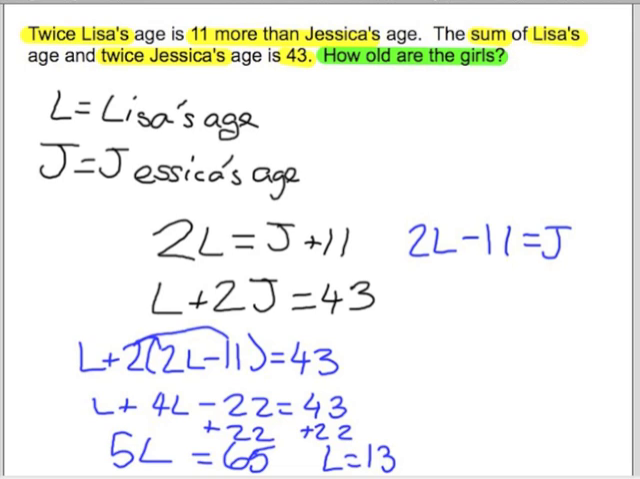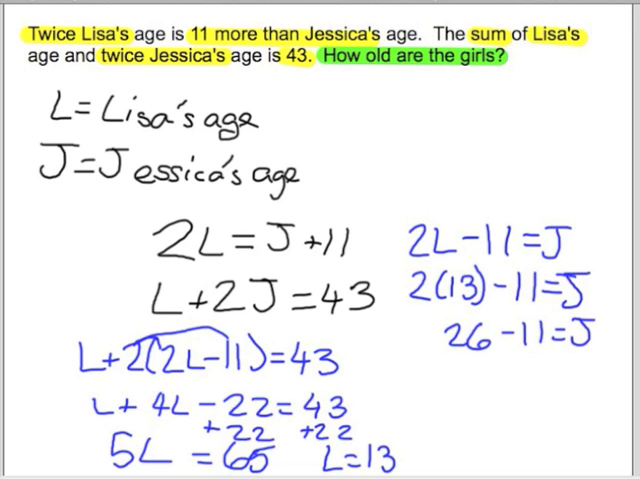Now we can figure out Jessica's age by plugging Lisa's age back into one of our equations. I'm going to use the blue equation here to simplify my process. 2 times 13 minus 11 equals Jessica's age. 2 times 13 is 26, minus 11 is Jessica's age. 26 minus 11 is 15. So Jessica's age is 15, and Lisa's age is 13.